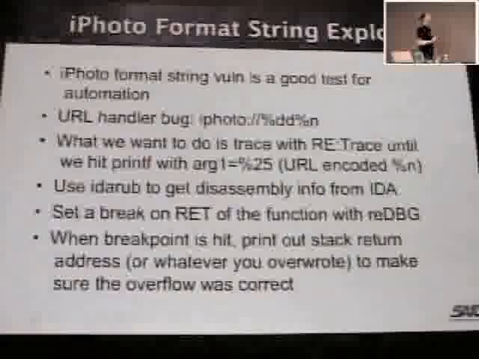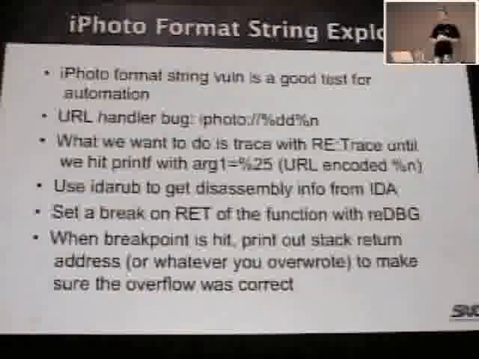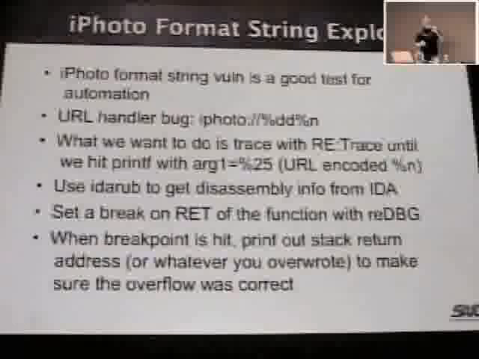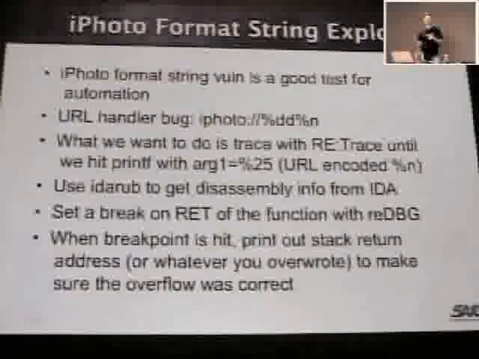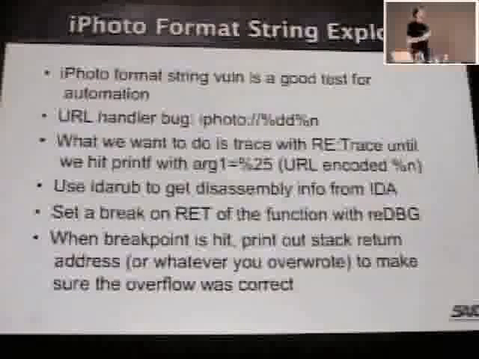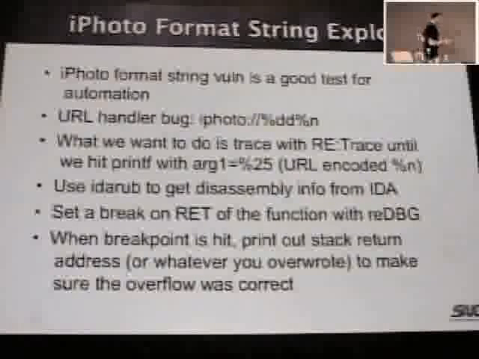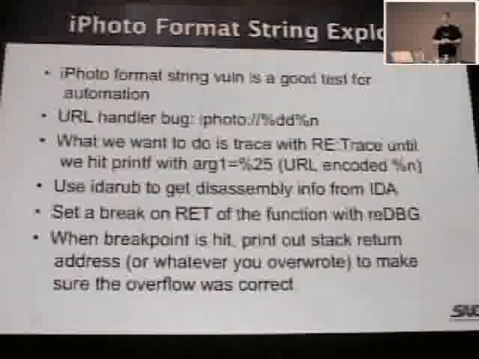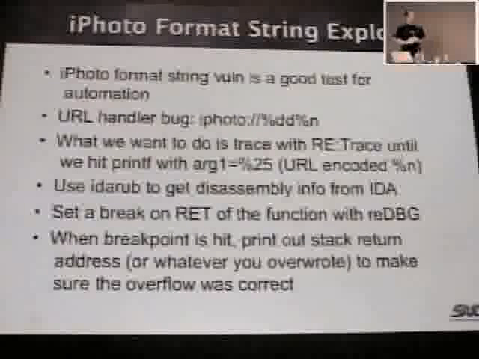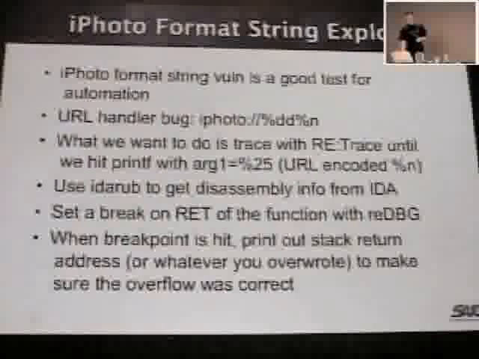So for example, consider this iPhoto bug. It's a URL handler bug where you put in some characters and it crashes. What we want to do is trace through the code until we see a specific invocation of printf. Then we want to pause the application there and attach our debugger. Then we want to do some analysis with something from the disassembly information and maybe set some breakpoints or overwrite some memory or look at values in memory. So the code should look something like this.